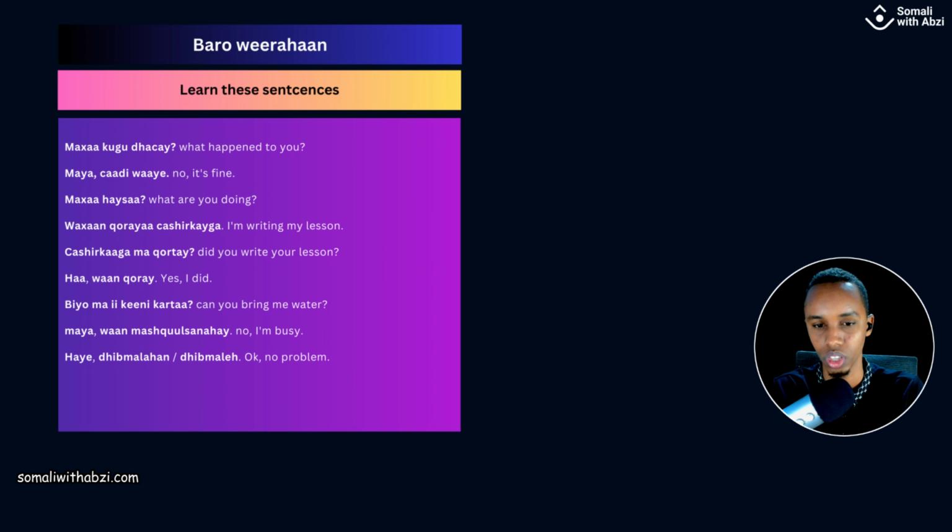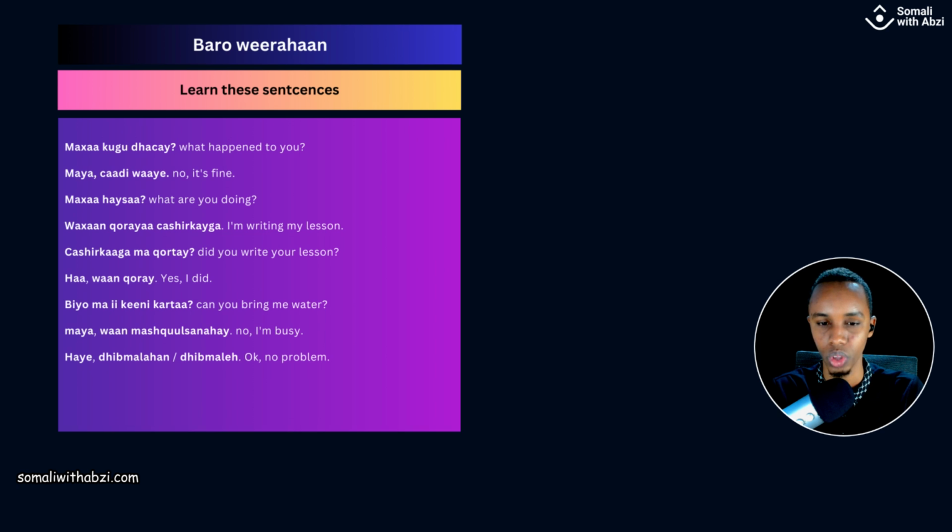For this sentence we said waxaan qorayaa cashirkayga. Waxaan is I instead of aniga, just use helping pronoun. Waxaan qorayaa, writing. Cab, drink, cabayaa, drinking. Cun, eat, cunayaa, eating. Okay, and qor, write, qorayaa, writing. Read in Somali is aqri, aqrinayaa, like that.